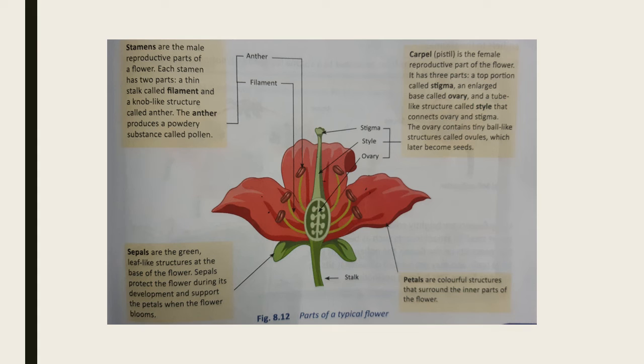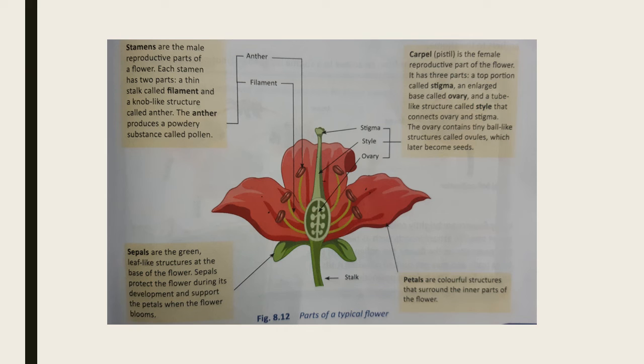Petals are the colorful structures. Already we have studied the bright colored part of the flower. They are colorful structures that surround the inner parts of the flower. Understood, students?